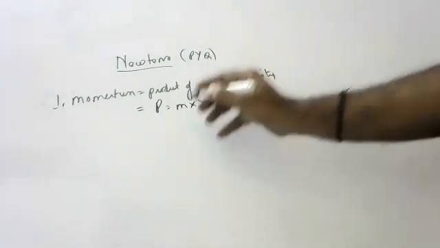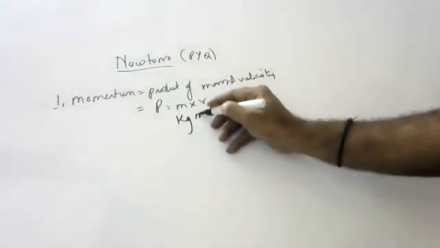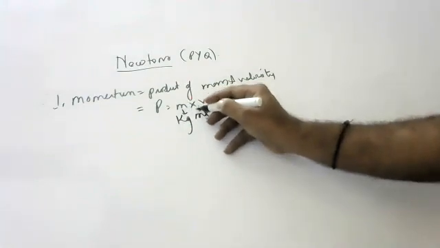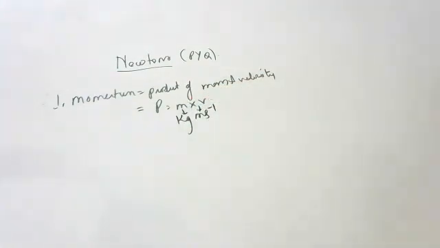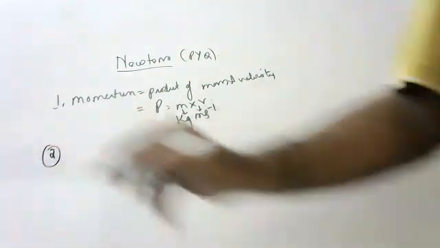So what are its units, children? Kg and meter per second. This is kg, this is meter per second. Momentum is the product of mass and velocity. Its units are kg meter per second.